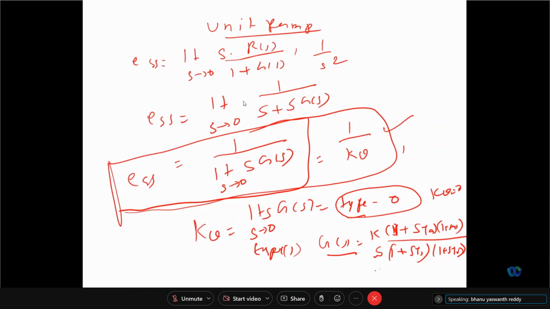Now, if it is type 2, what is KV? Infinity. Error is 0. So when type increases, what is happening to error? It decreases. When type increases, error decreases. So type 0, type 1, type 2 and so on. So this is what we have for unit ramp. Only a small thing remains, the parabolic input, which we can consider and analyze.